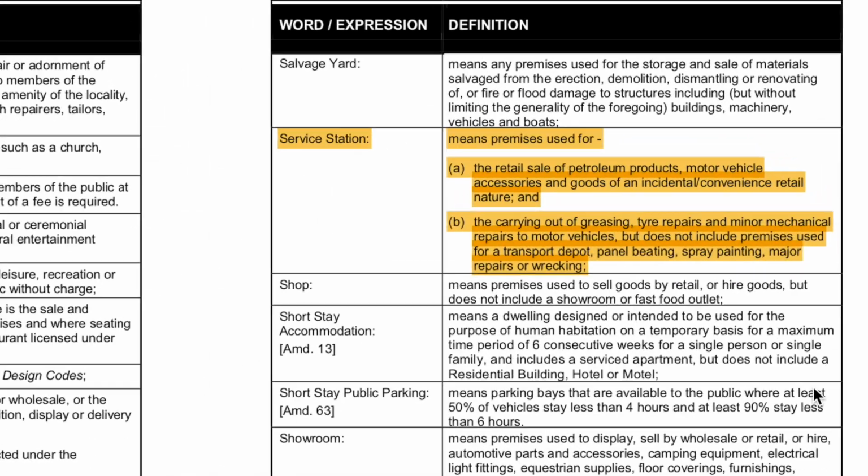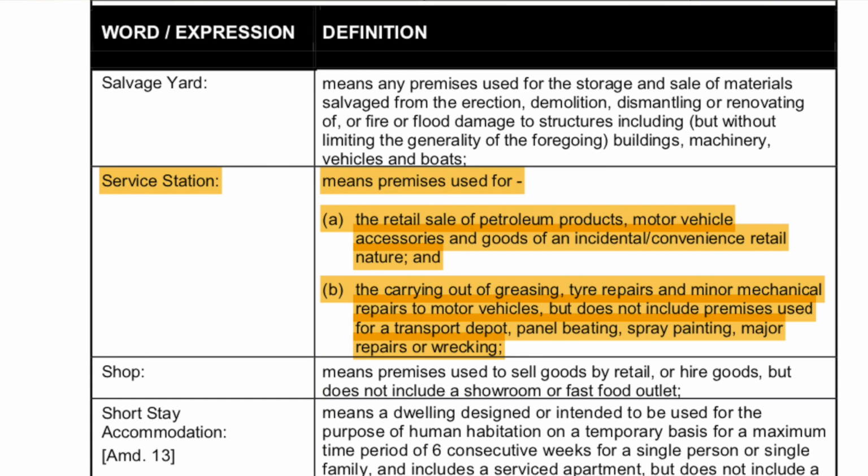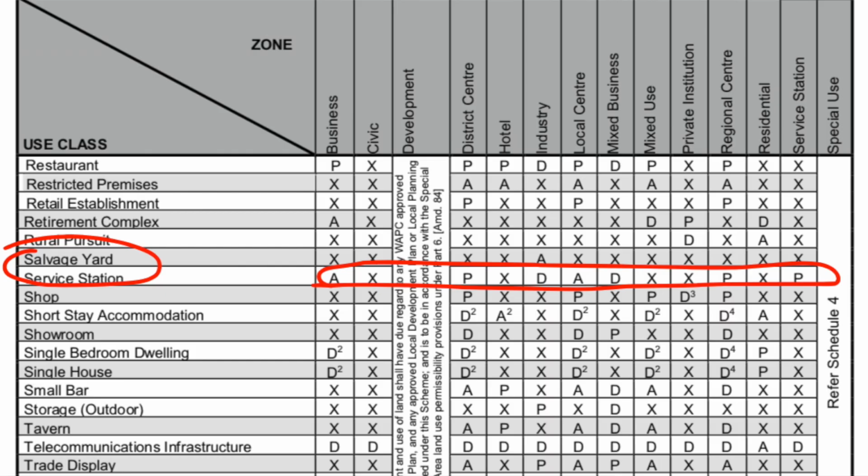What is use class? Well, effectively, every single business falls under a definition of a particular use within the town planning scheme. For example, a petrol station will have an entirely different use class to a laundromat. When you look at the town planning scheme, you need to confirm which zones or which areas allow that particular use to be used on that particular land.